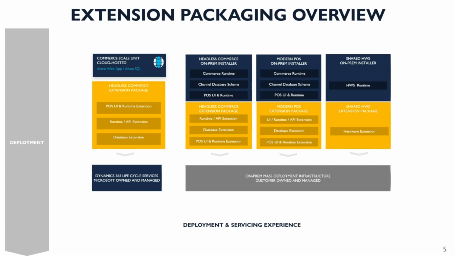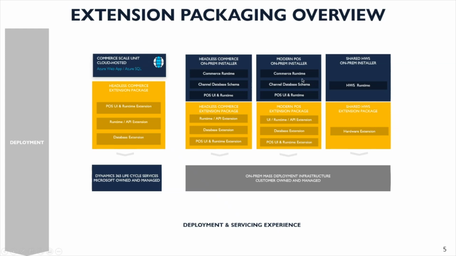Based on your topology, if you say you're going to use the cloud scale unit deployed by Microsoft in the cloud, then some of your extension packages must go to that cloud scale unit. Or based on your deployment topology, you can say you're not going to use cloud components. You're going to use the on-prem CSU, basically the same CSU, installed locally, or also the other channel components like Modern Point of Sale and hardware station, which you will install locally.